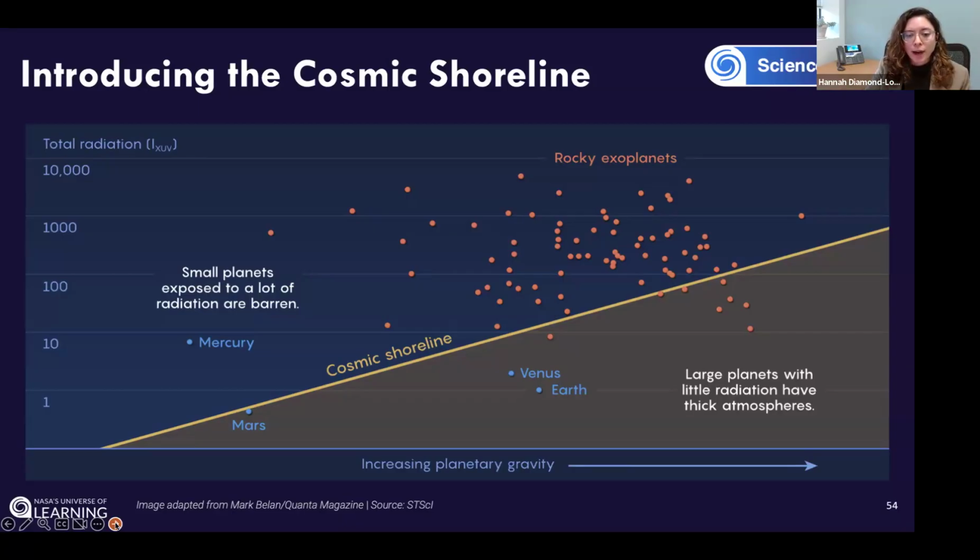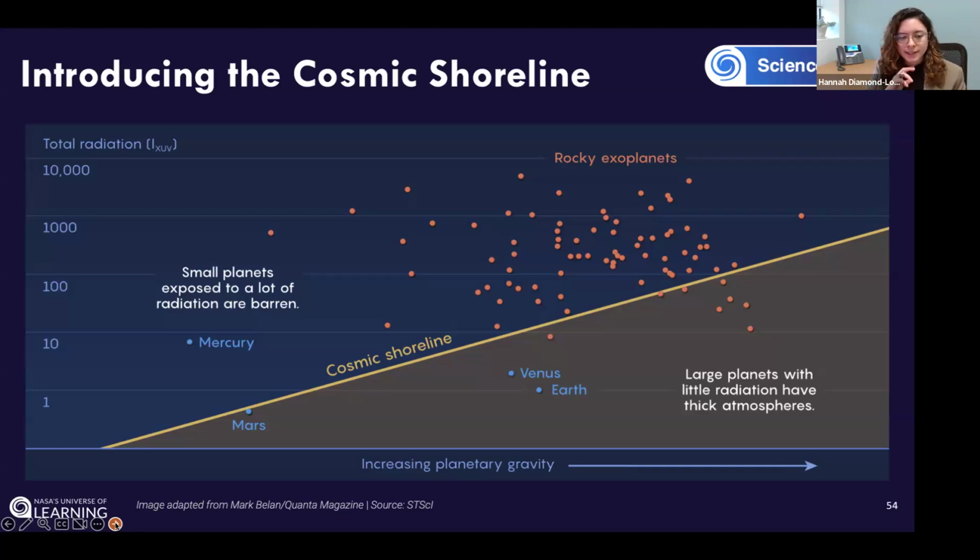Whereas in the bottom right part of the figure, a high gravity planet receiving a low dose of high energy radiation will be more likely to retain an atmosphere. And so this yellow line, this cosmic shoreline, kind of marks that division of atmosphere versus no atmosphere.